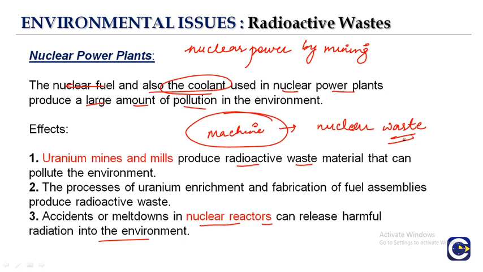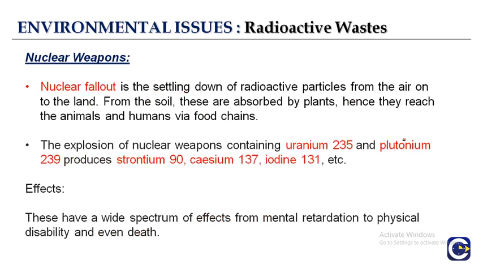Let's talk about the nuclear weapons. When we're talking about nuclear weapons, nuclear fallout is there. What is nuclear fallout? That is the settling down of the radioactive particles. Settling down of the radioactive particles from the air on the land is known as the nuclear fallout.